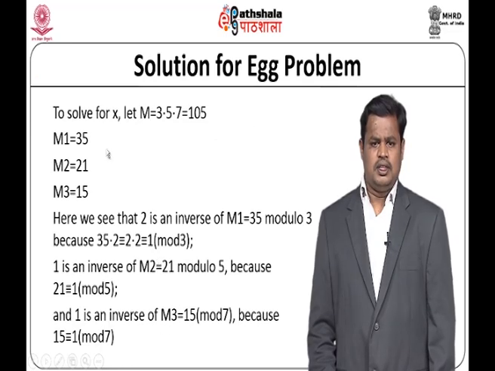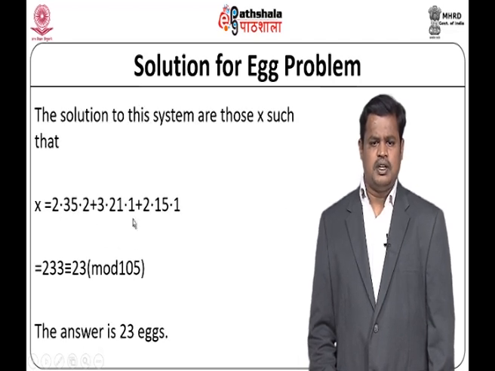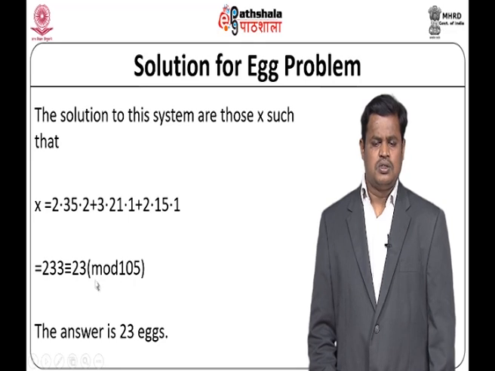So, for the egg problem, again we know the same steps: let M be 3, 5 and 7, 105, the same value, and we get the multiplicative inverses, then substitute the same values here, and we know the value is 233 mod 105. So, we got 23. The answer is that the old lady had 23 eggs.